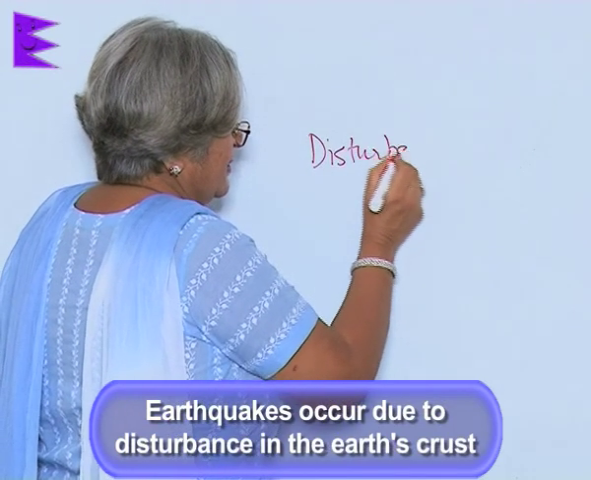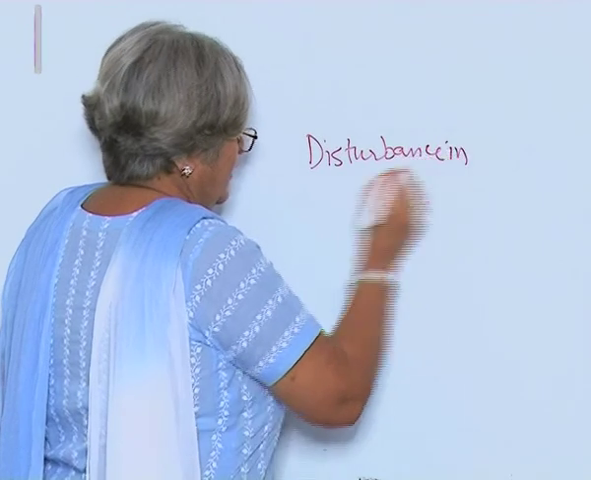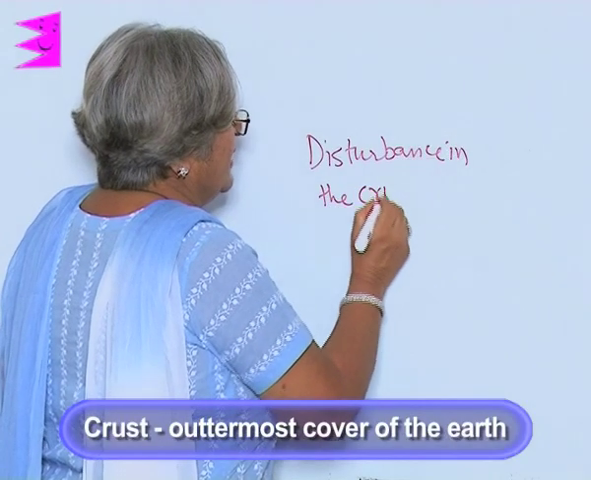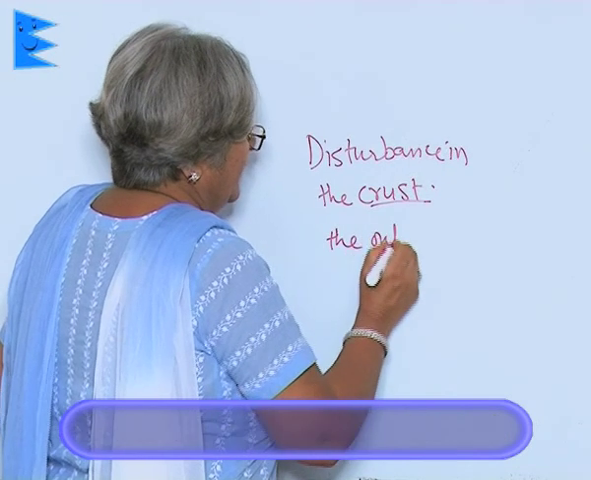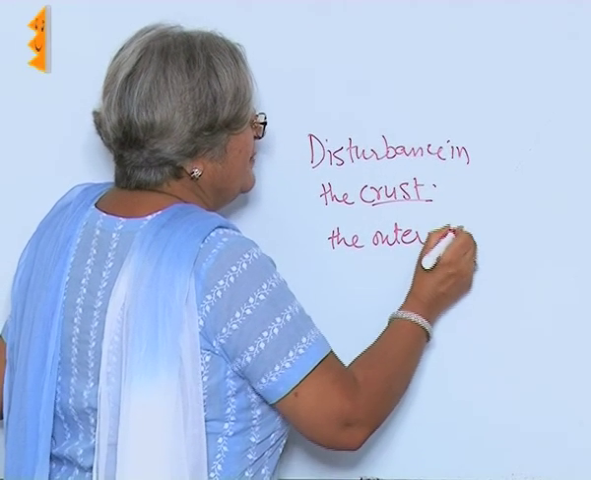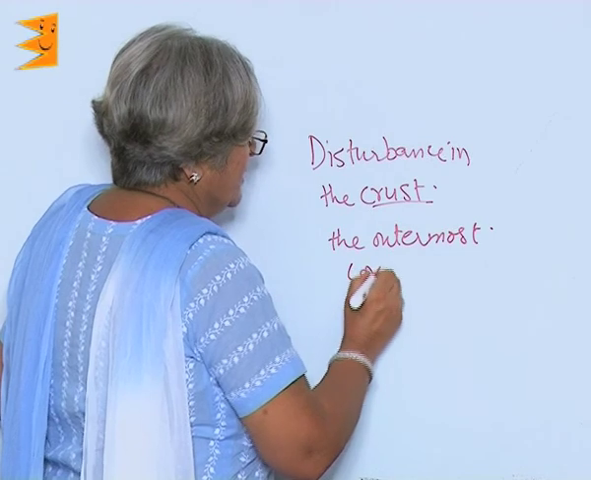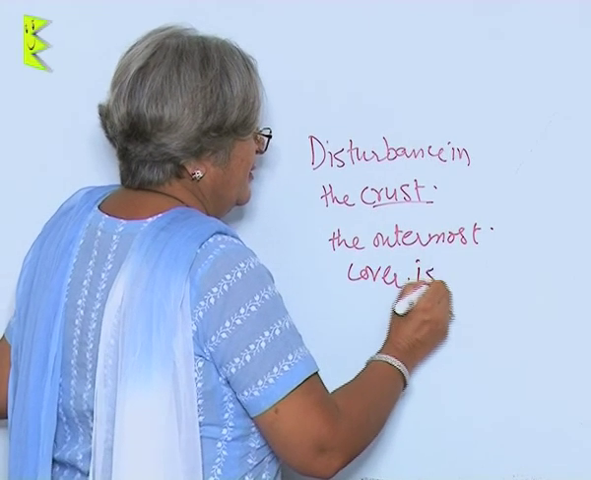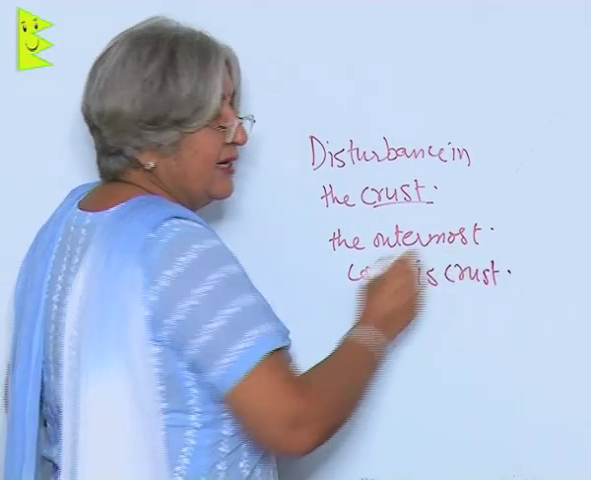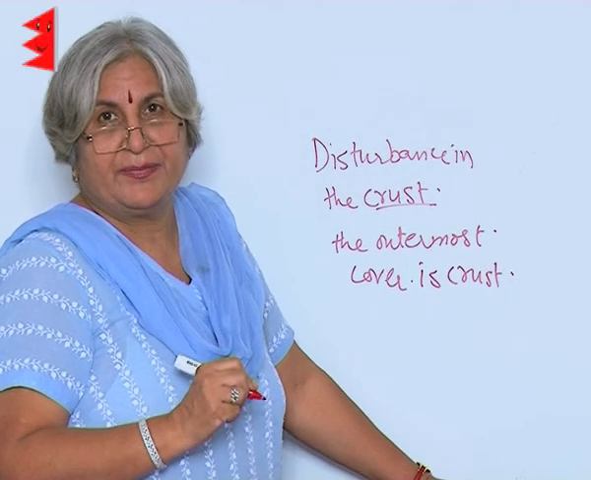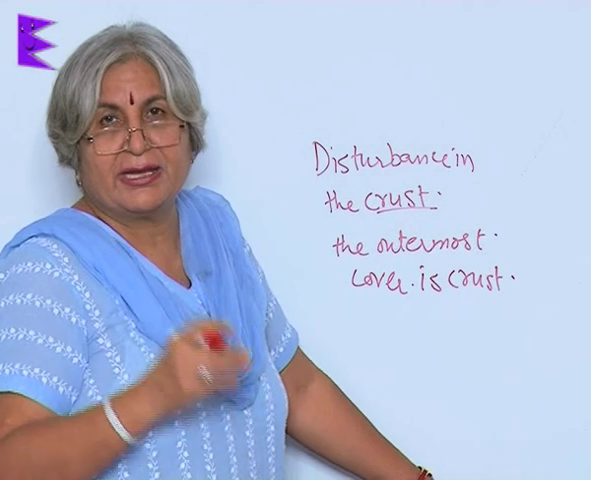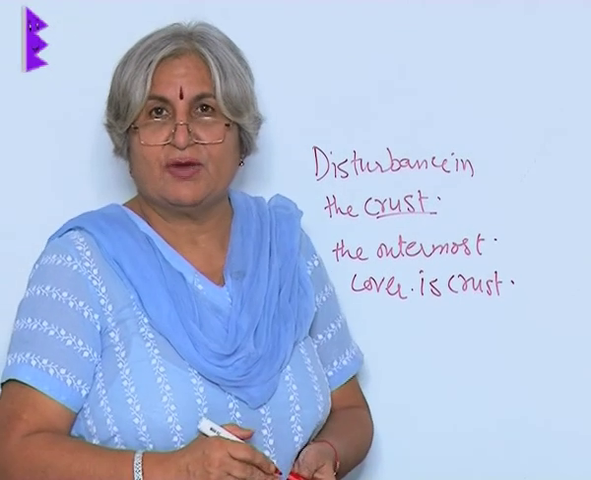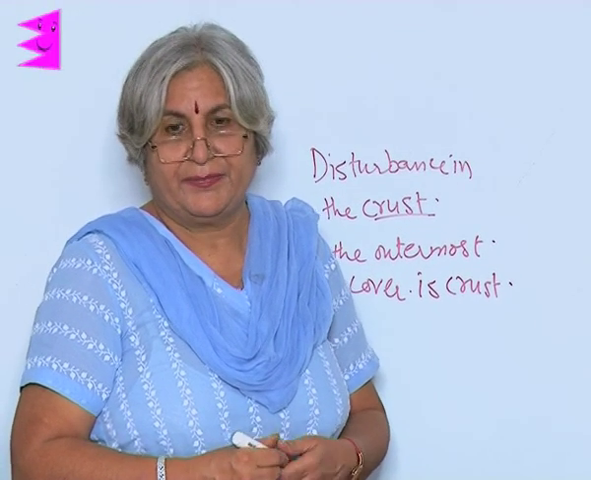What is crust? The outermost cover of the earth is called crust. But the problem is not on the outer side. It is the inside of the crust where the problem is. And because of that, there is disturbance, there is shaking of the earth. And that is what is called an earthquake.